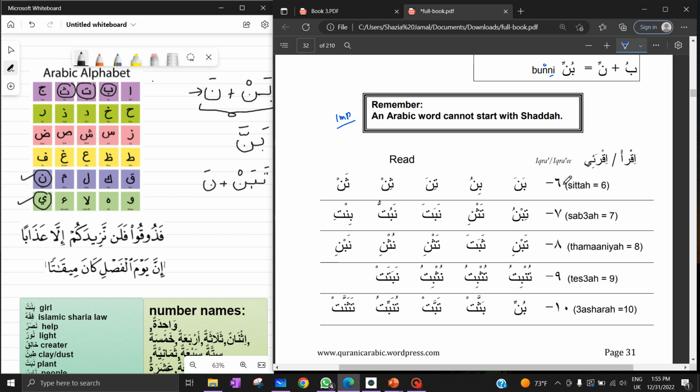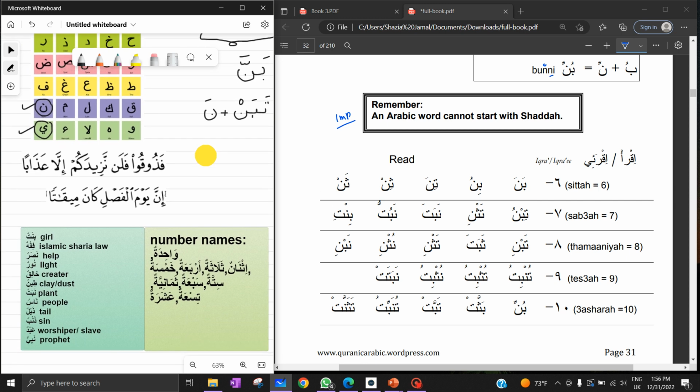Arabic 6, sitta. How is it pronounced? Sitta. So you can see the spellings here. Sitta, sab'a, thamaniya, tis'a, and ashara. So these are for reading purposes. You can do it for your practice.